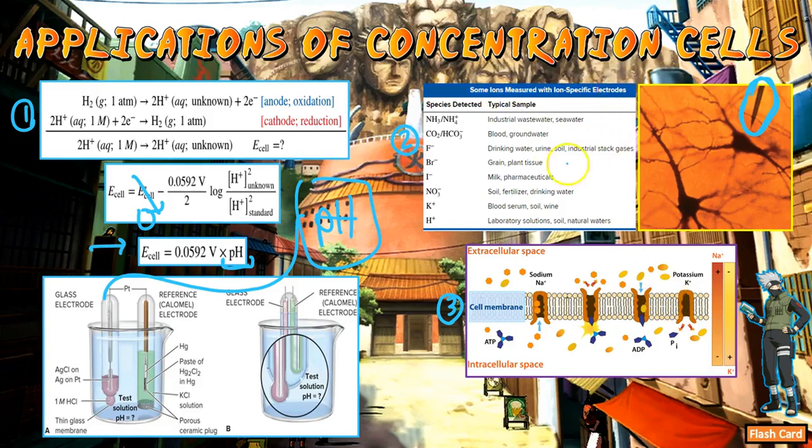Now, some ions are measured with ion-specific electrodes. For example, you can have an NH3, NH4 plus electrode that is going to help detect industrial wastewater, one for soil and fertilizer, some for blood, some for milk, grain, plant tissues, and of course for laboratory solutions, whatever it is needed for. And then finally, because neuroscience is such a huge topic, we can specifically focus on the concentration of nerve cells. Again, because we have a difference in concentration of sodium and potassium on the inside and outside of the cells, that is going to cause an electrical potential, okay?